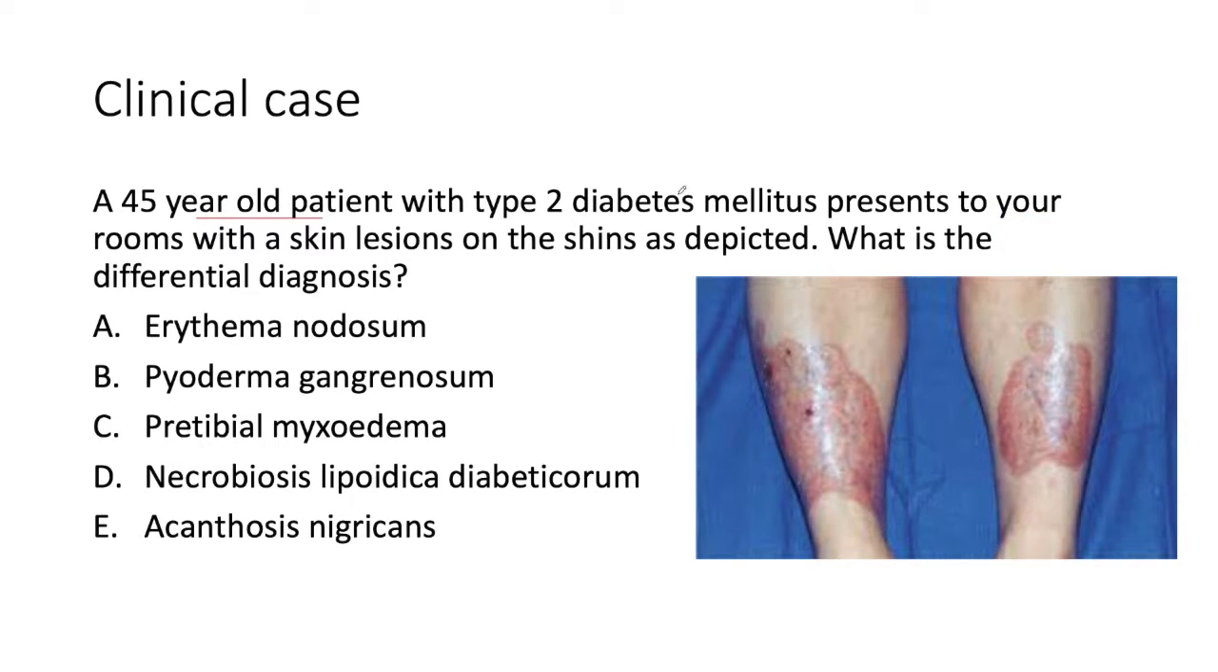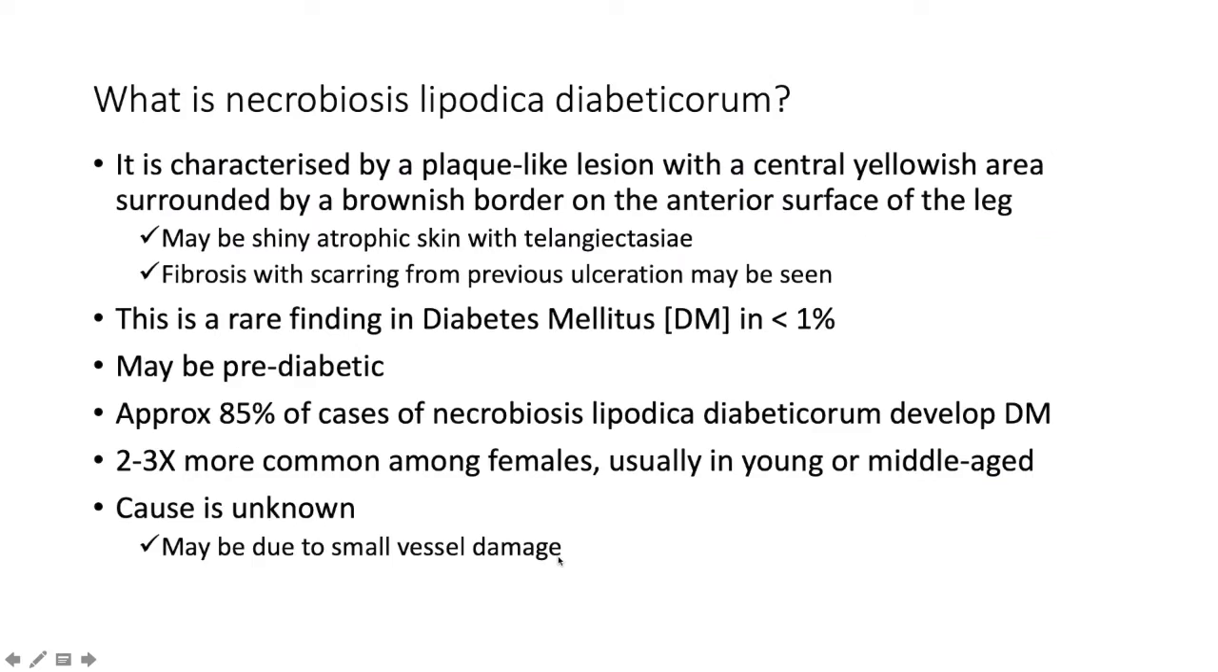A 45-year-old patient with type 2 diabetes mellitus presents to your rooms with skin lesions on the shins as depicted. Plaque-like erythematous lesions on the shins. What is your differential diagnosis? Is it A, erythema nodosum, B, pyoderma gangrenosum, C, pretibial myxedema, D, necrobiosis lipoidica diabeticorum, or E, acanthosis nigricans? I wonder.